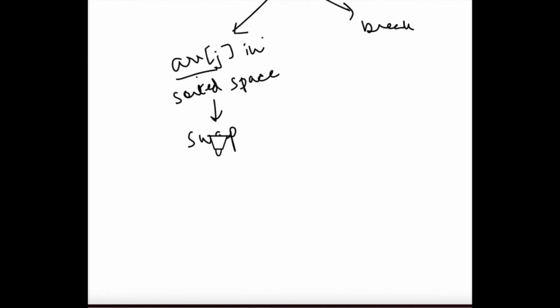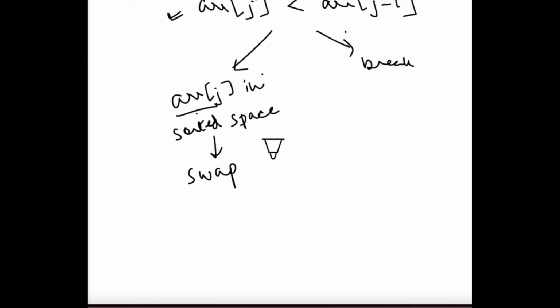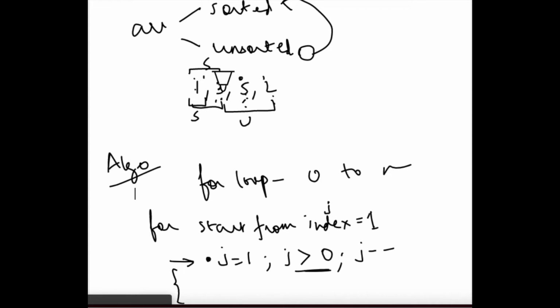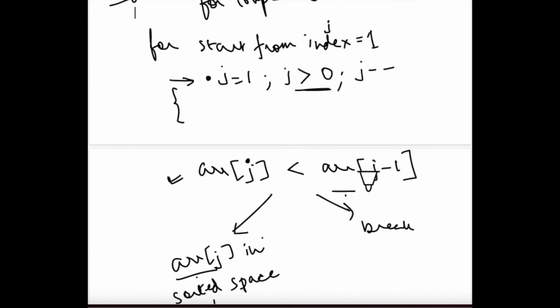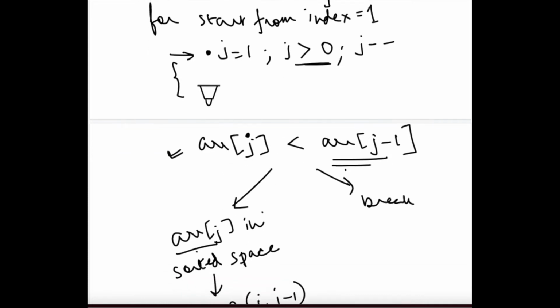So the idea over here is whenever this condition is coming out to be true, we are swapping j and j minus 1, and similarly we are letting the inner loop continue. So in that way, we are picking up an element from the unsorted space and putting it in its correct position in the sorted space if and only if that current element is lesser than the immediate previous element. If it is not, it will break off. If it is, then it will swap and the inner loop will continue. This is the algorithm of insertion sort.